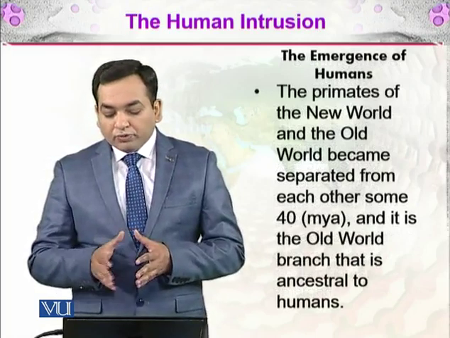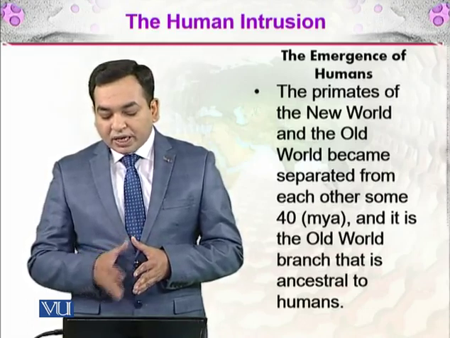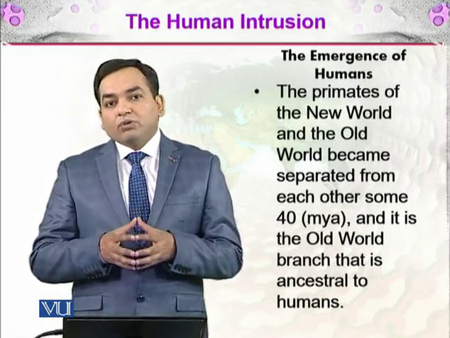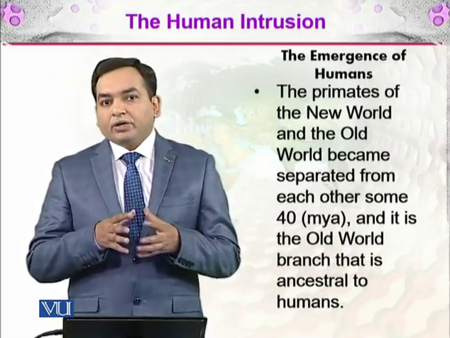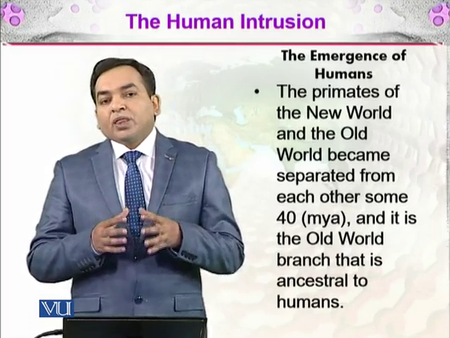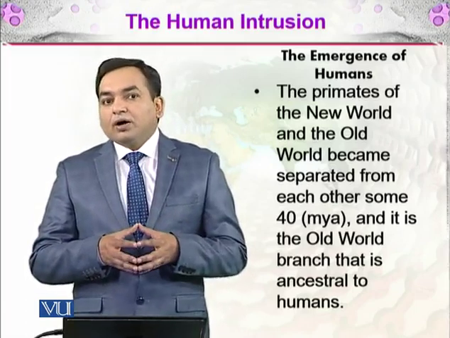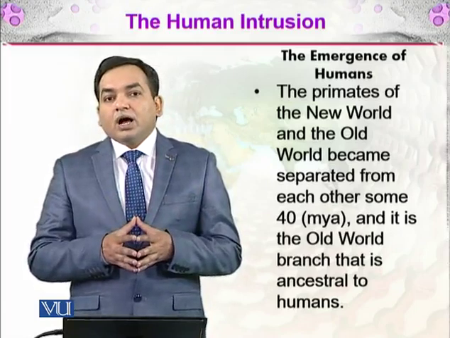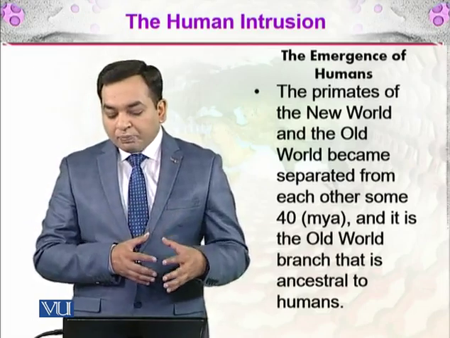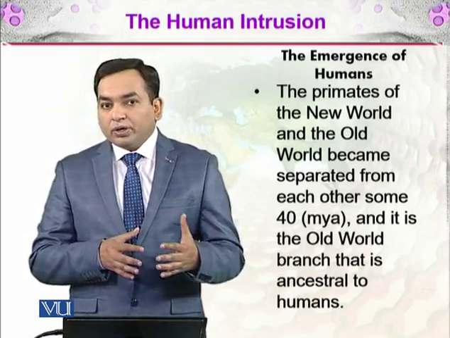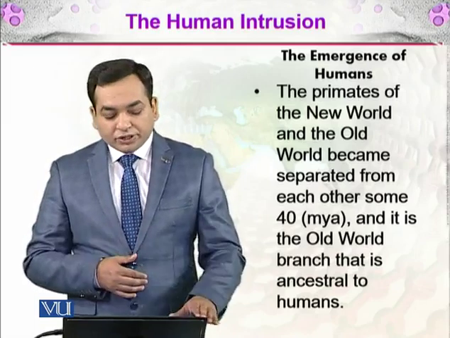The primates of the New World and Old World became separated from each other some 40 million years ago, and it is the Old World branch that is ancestor to the humans. When we talk about the Old World and New World, Old World means Africa, Eurasia, Australia, and all the eastern continents. The New World is relatively new because it was discovered recently, in the 1600s, and this was North America and South America. So the ape species living in South and North America are the New World species, and they are not ancestors of human beings, but the Old World species are the ancestors of human beings.